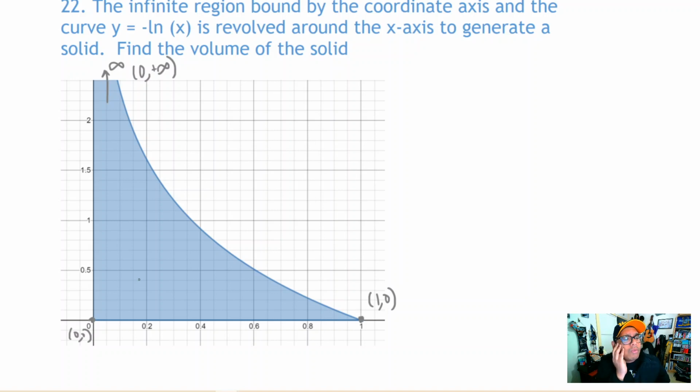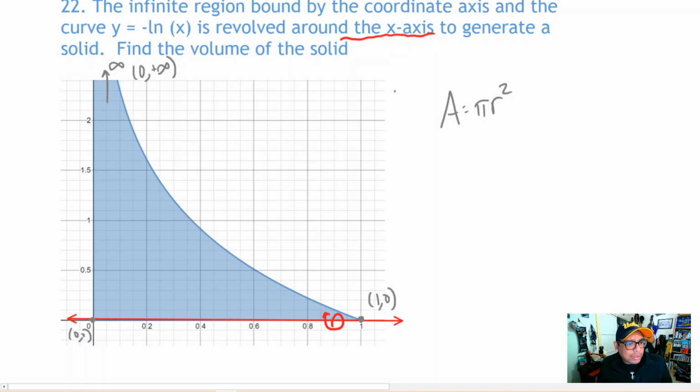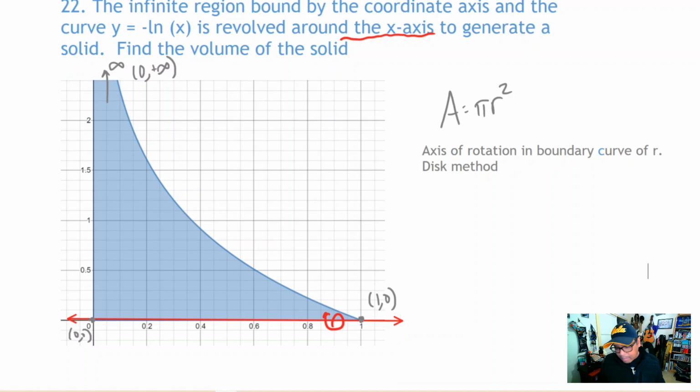Okay, we are revolving this, so we know that we have cross sections that are circles. So we know the area formula is going to be pi r squared. The radius is going to be the distance between the axis of rotation and the outermost curve. We're revolving around the x-axis right over here. Since the axis of rotation is a boundary curve, we know that we're going to get a disk method.